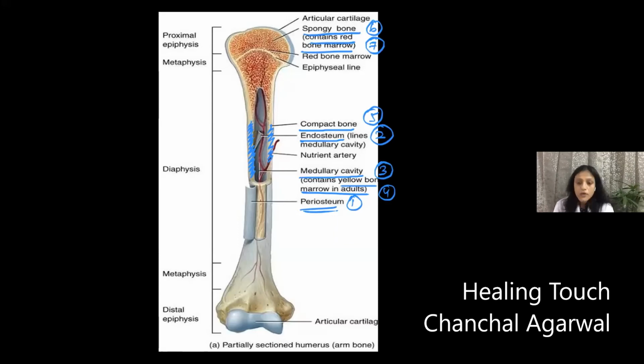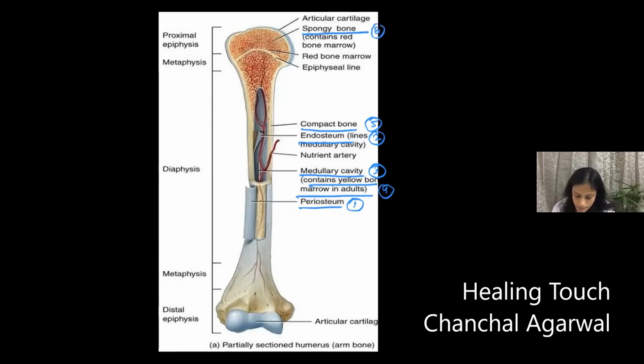I'll repeat it again. The outermost covering of bone is called periosteum. And this bone is hollow from inside. The hollow part has a covering which is called the endosteum. The cavity which is lined by endosteum is called the medullary cavity. Inside the medullary cavity, there is yellow bone marrow. Around the yellow bone marrow, there is compact bone. On the two ends of the bone, there is spongy bone. This spongy bone contains red bone marrow. So if you know this part, then you know the structure of bone. This is a basic idea of bone.